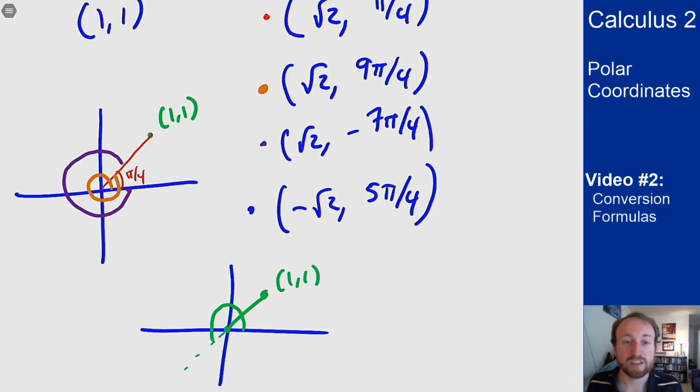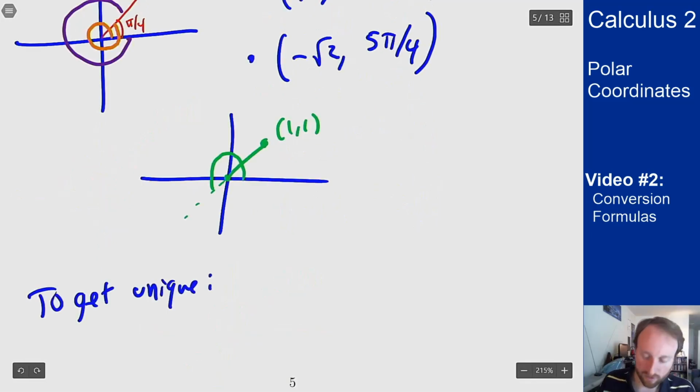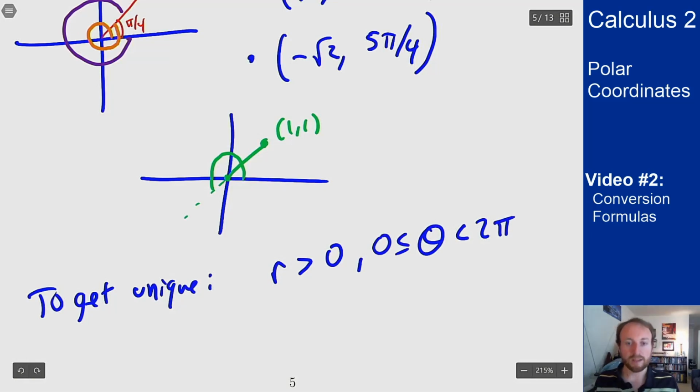There are many different ways to write a point in polar coordinates. If you want a unique determination, which generally you want to do, you can make sure that r is always strictly positive and theta is between 0 and 2 pi. If you do that, there's only one way to write every point in the plane. However, this means there's no way to write the origin.